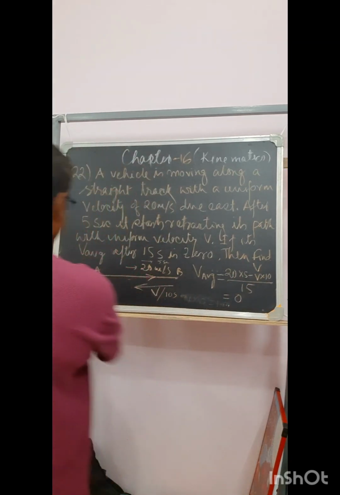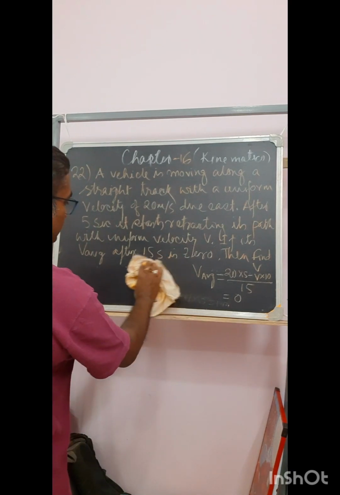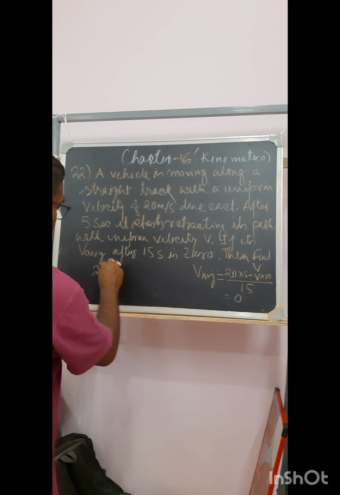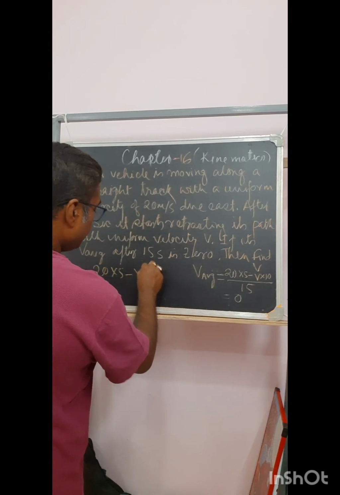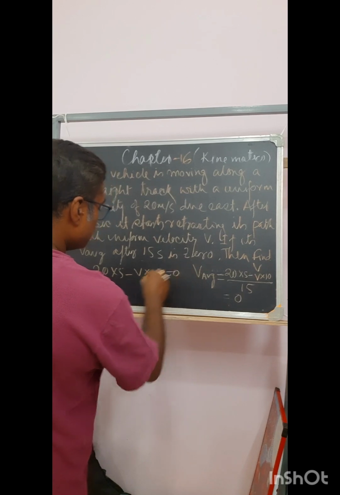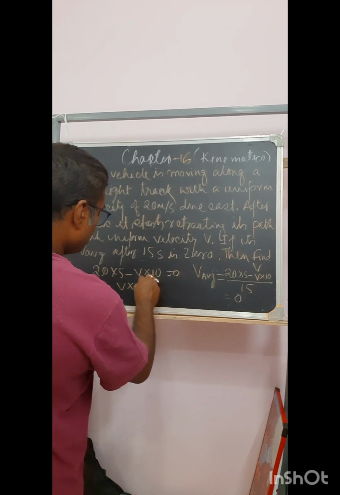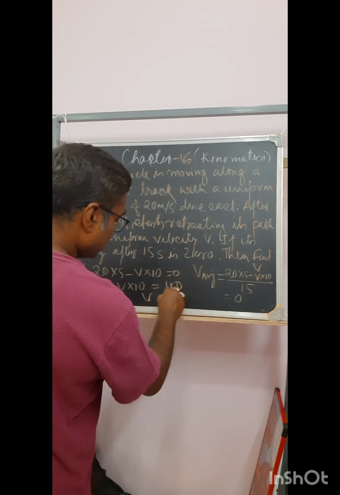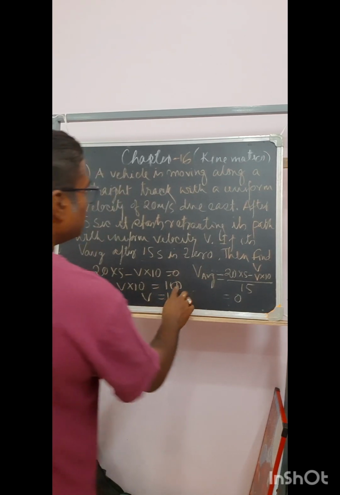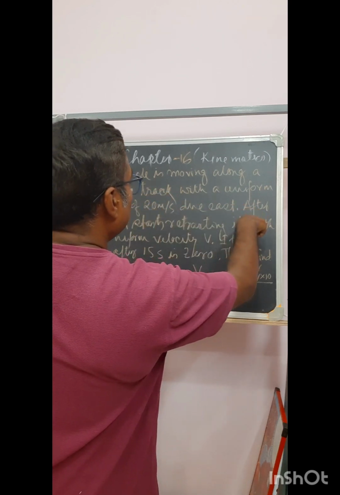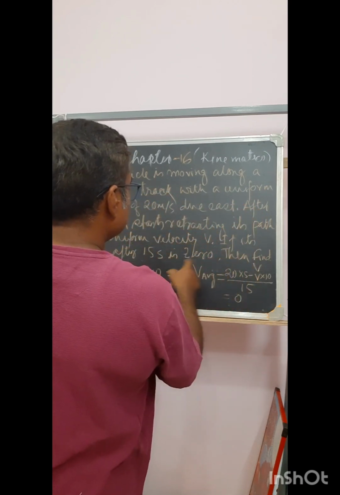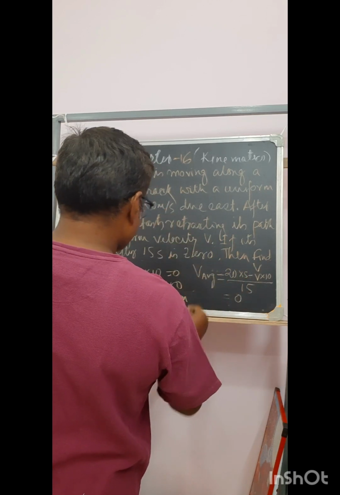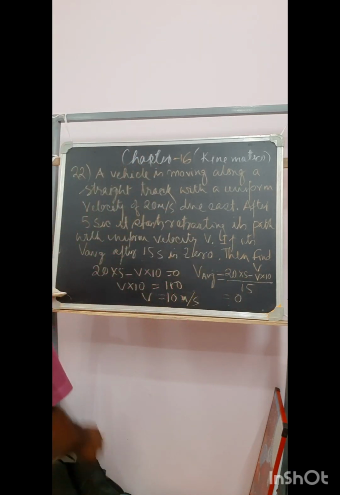Let me write this in step 2, for more clarity. So 20 into 5 minus v into 10 is equal to 0. That means v into 10 is equal to 100. So v is equal to 10. The unit is meter per second, because this is given in seconds and this is in meter per second. So this will be your answer.